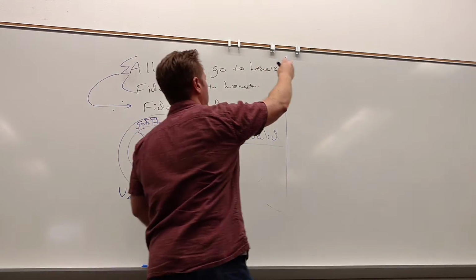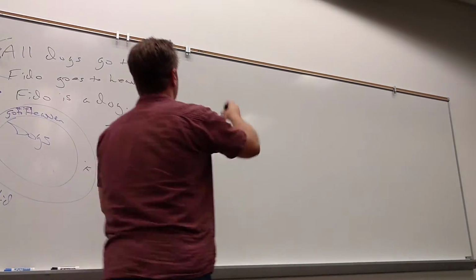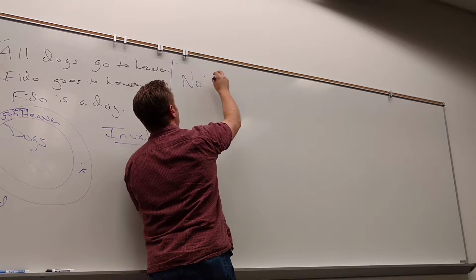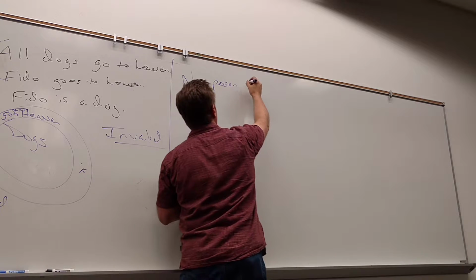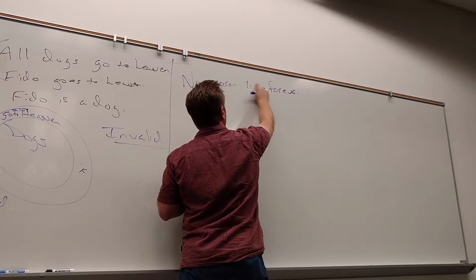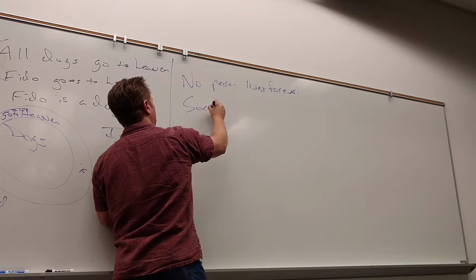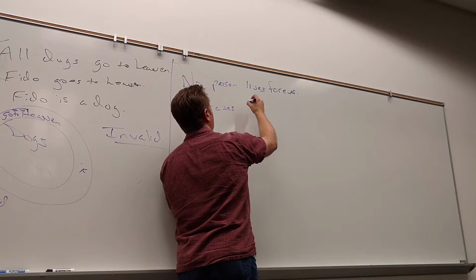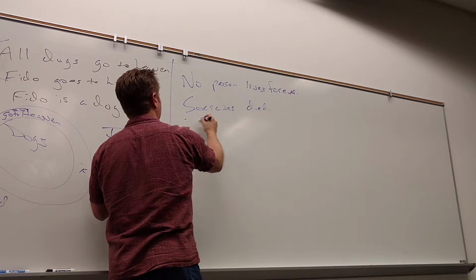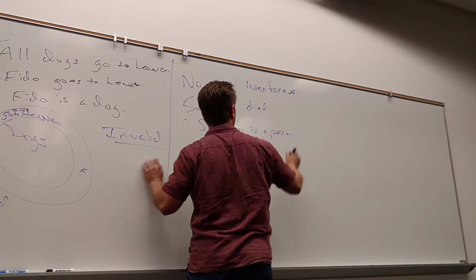All right. Let's do one more with no. We haven't done one with no. What the hell does no mean? So like if I said, no person lives forever. Socrates died. Therefore, Socrates is a person. Okay.